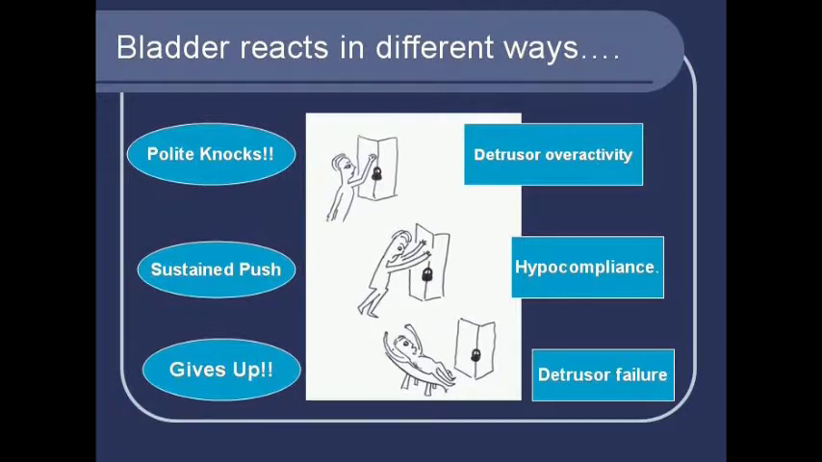When it gives up, we call it detrusor failure, where the bladder becomes floppy and the detrusor just doesn't act. Now the problem with the bladder is that once it picks up some of these bad habits, it tends to persist with them even after the door is opened. Or sometimes it changes from one bad habit to another, just like leaving tobacco and taking up alcohol. Generally the change is for the worse.